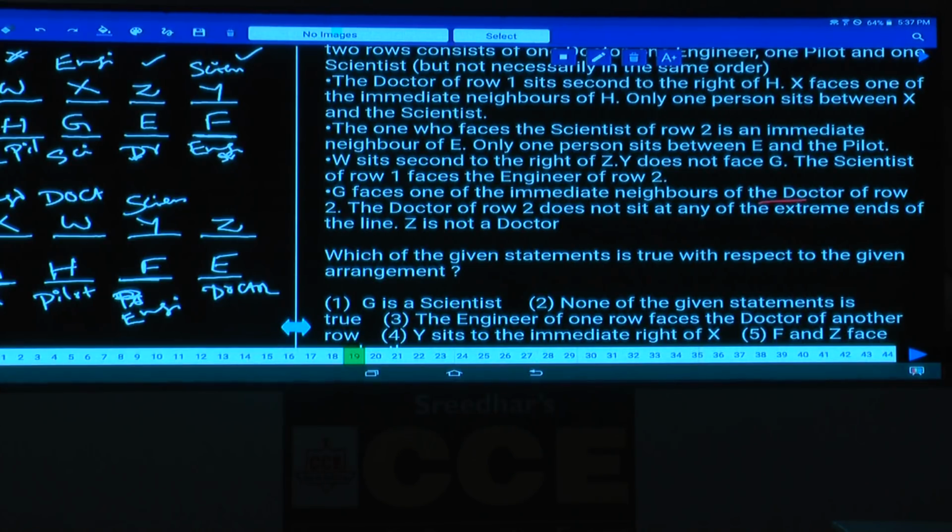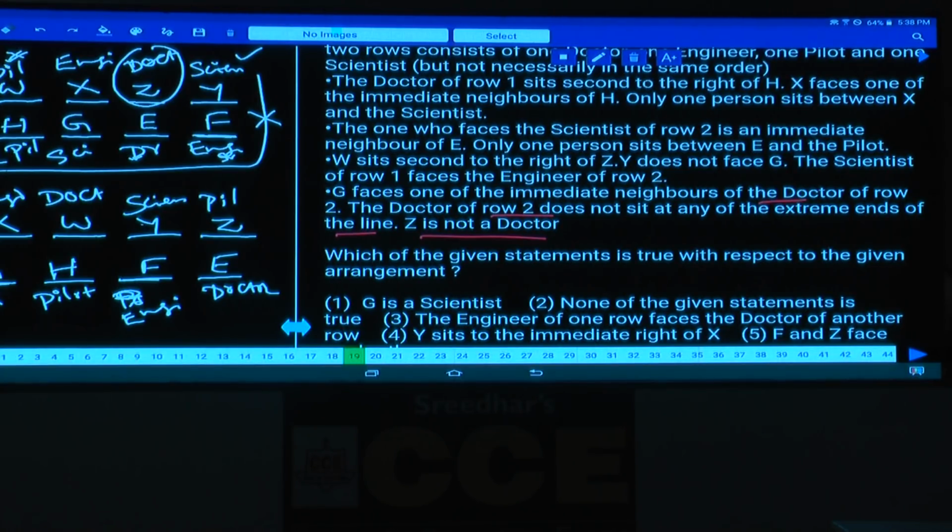As doctor cannot be here, hence this Z must be the doctor. Clear now? This Z is the doctor. If Z is the doctor, W is the pilot. Now in this one, engineer, doctor and Z is the pilot. The doctor of row 2 does not sit at any of the extreme ends of the line. Z is not a doctor, but as here in the first case we got that Z is a doctor, and this cannot be the case, hence first case is ruled out.